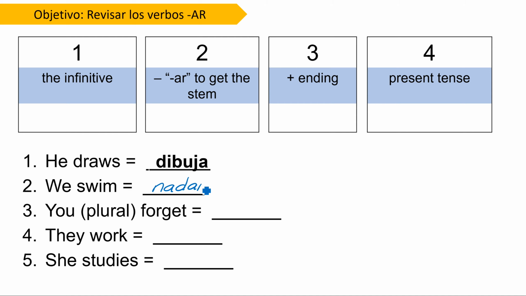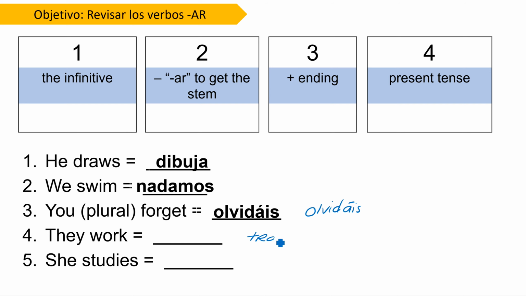We swim. Nadar is the verb to swim. I take off my AR. The ending for we swim is nadamos. Nadamos. The next one, you plural forget. Olvidar is to forget. Take off my AR. You plural is o, as, a, amos, áis. Olvidáis. Muy bien.